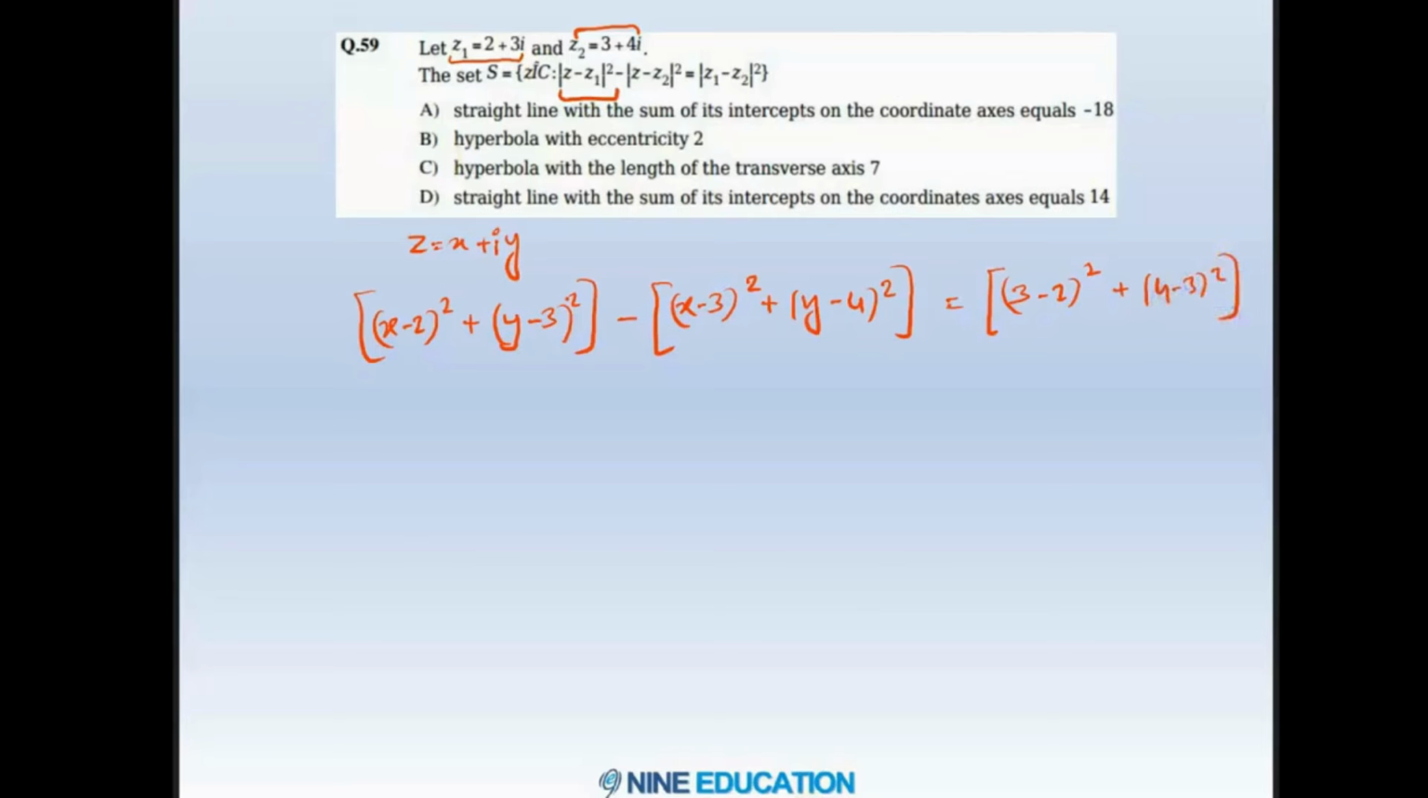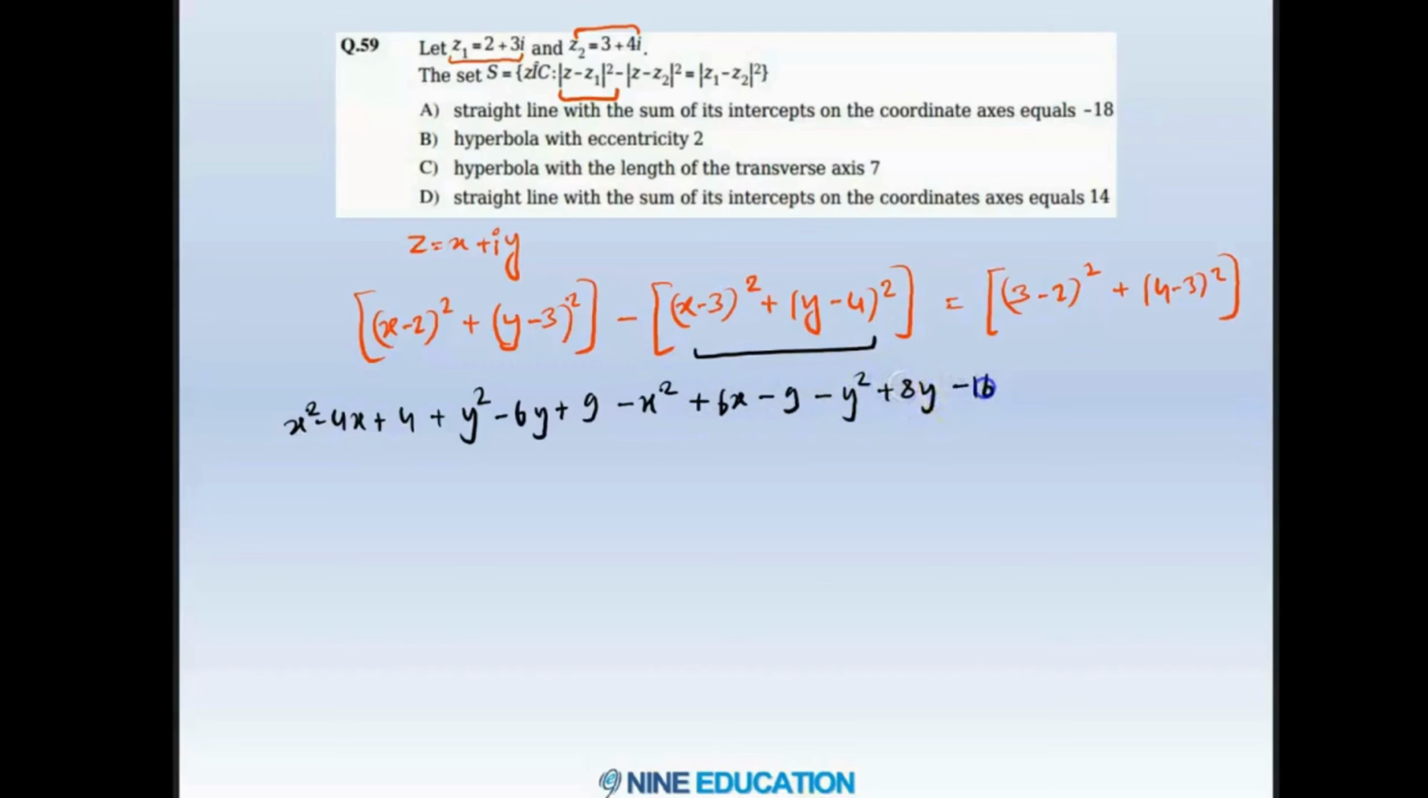So let us expand this. If you see, we will get x square minus 4x plus 4. Then we will get y square minus 6y plus 9. And after expanding this, I'm sending this minus inside. So it will be minus x square plus 6x minus 9 minus y square plus 8y, and then minus 16 is equal to 3 minus 2, which is 1. 4 minus 3 is also 1, so this is going to be 2.